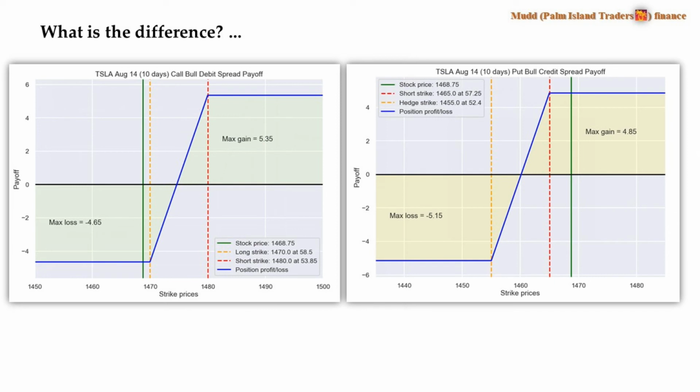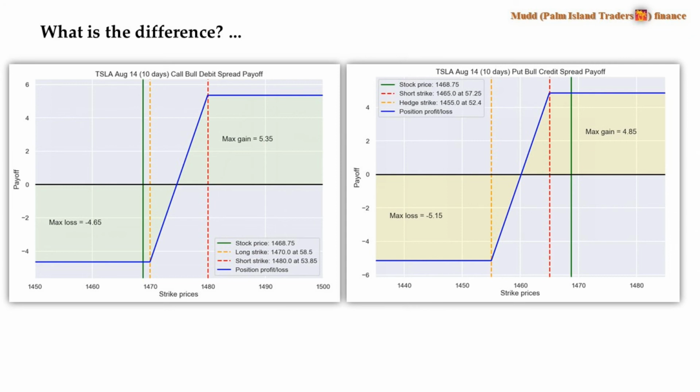Because think about it, if you look at the put bull credit spread on the right, then your probability of maximum gain is higher than 50% because all of the strikes are to the left of the center and they're puts. So you have a much higher probability of a maximum gain of 485 than you do when you compare it to the call bull debit spread, because the maximum gain there, albeit at 535, is for a call that is substantially far away from the money on this.